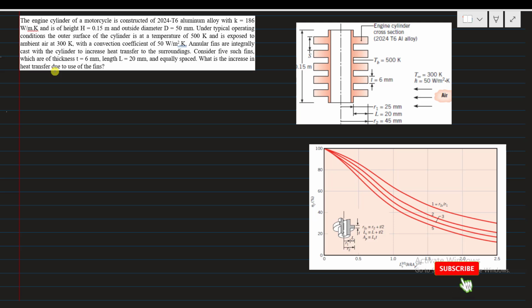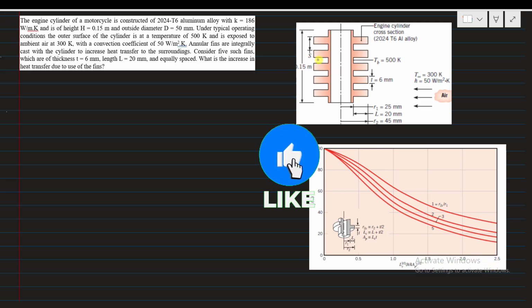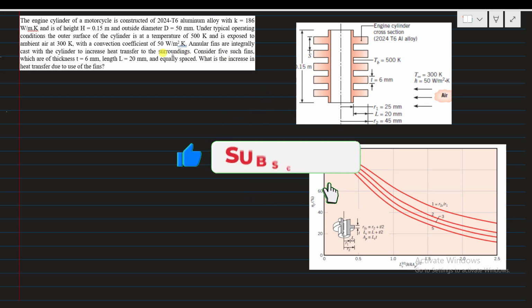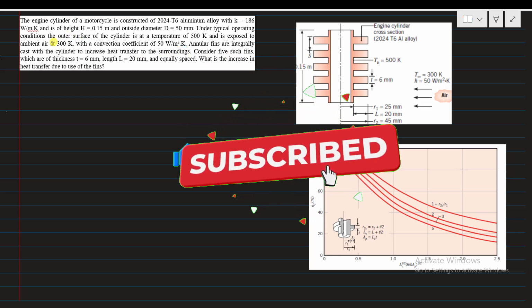Hi viewers, in this video we will solve a problem related to a practical application, that is an engine cylinder with circumferential fins attached to it. So let's come to the statement.